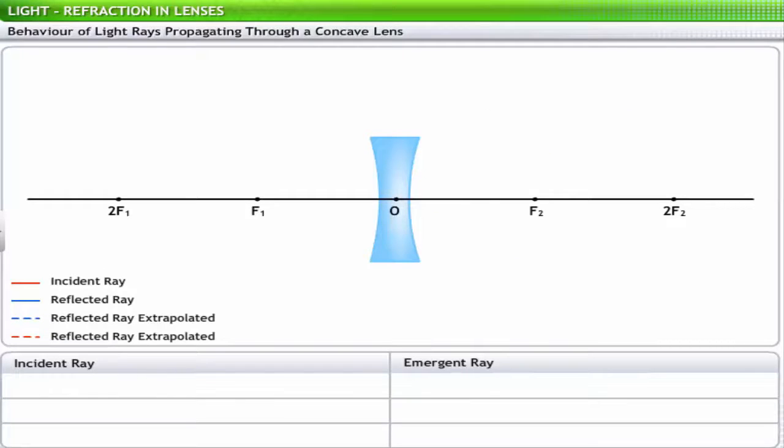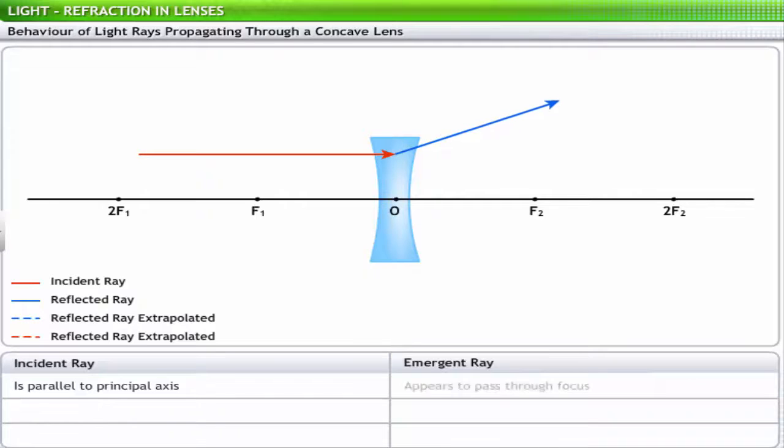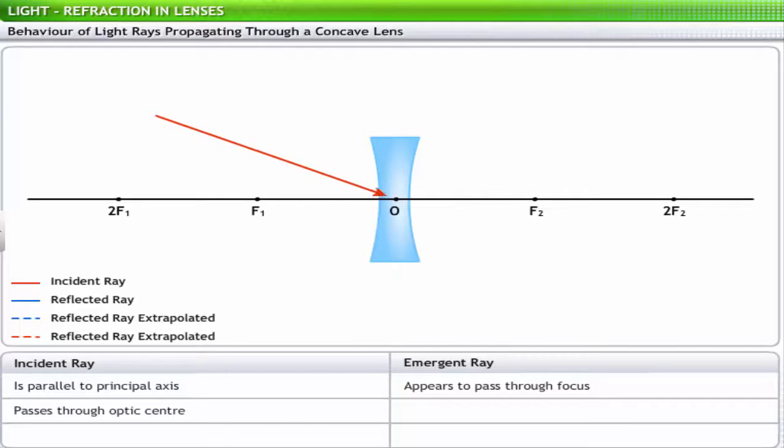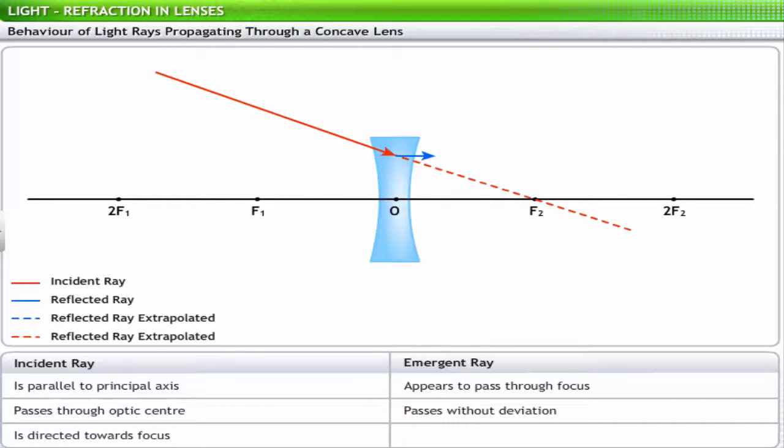Now let's analyze the light rays propagating through a concave lens. When an incident ray is parallel to the principal axis, the emergent ray appears to pass through the focus. When an incident ray passes through the optic center, it propagates without any deviation. When an incident ray is directed towards the focus of a concave lens, the emergent ray passes parallel to its principal axis. Thus, we can predict the positions and the characteristics of images formed using concave lenses, based on how a light ray incidents on the lens.